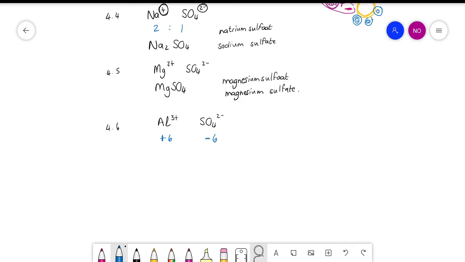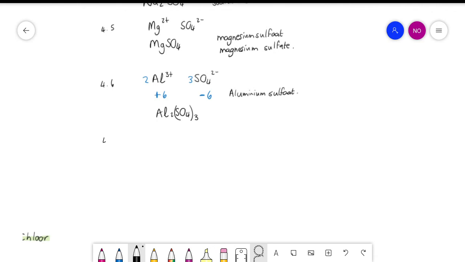So I'm going to say I'm going to need 2 of these and 3 of those. In other words, it's aluminium 2, sulfate 3. This one is nice and easy again. It's going to bond 1 to 1.